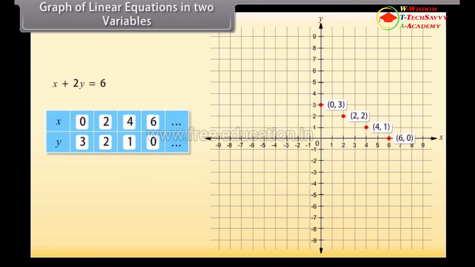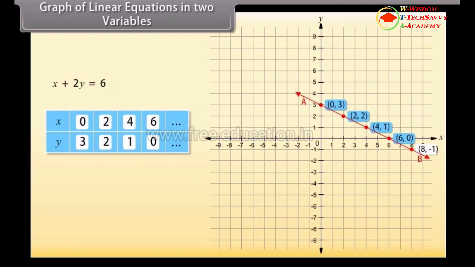Now join any of these 2 points and obtain a line. Let us join (0, 3) and (4, 1). Call this line AB. We can see that the other 2 points, (2, 2) and (6, 0), also lie on the line AB. Now pick another point on this line. Let us pick (8, -1).